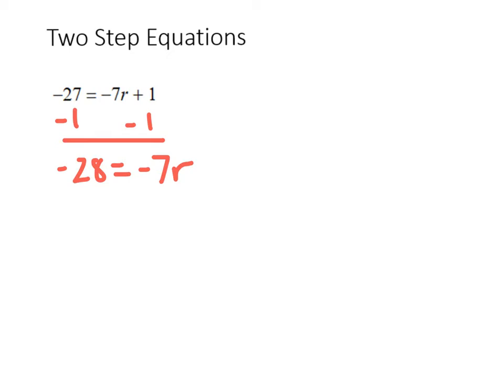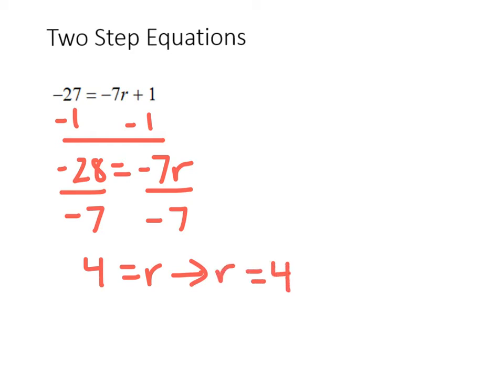Now from here, since we are multiplying, the inverse operation of multiplying that negative 7 times r would be dividing. So we would divide both sides by negative 7 to get our answer: 4 is equal to r. And if you wanted to, you could rewrite this as r equals 4.